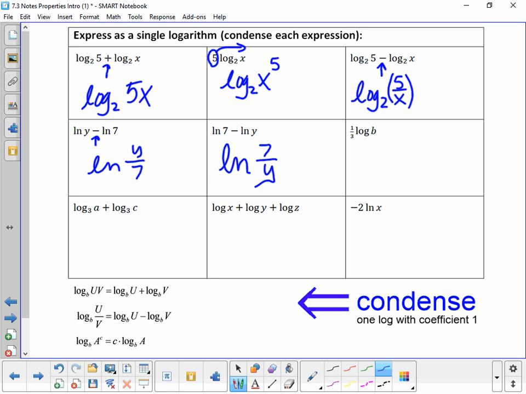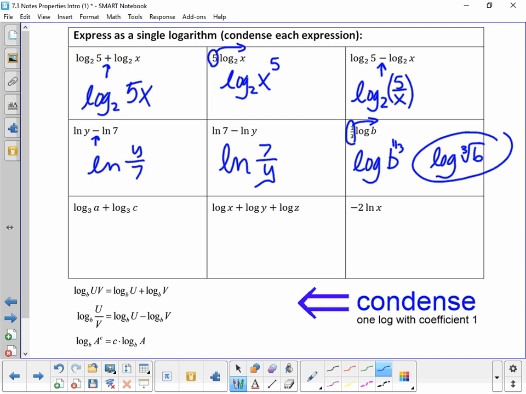Next one over, 1/3 the log of b. This is base 10. We can bring this coefficient up as a power, so that would be log of b to the 1/3 power. Another way to write that, if you want, would be the log of the cube root of b. Remember that if you have a root, it's the same as a 1 over that index power. So the 1 over nth power is the nth root. You could write that one as the 1/3 power too, that's fine.